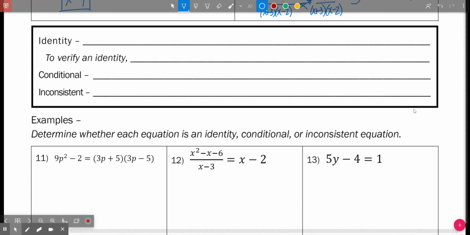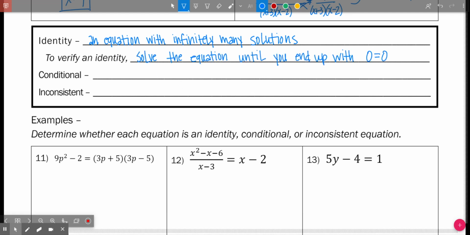When classifying equations, there are 3 different types of equations that you're going to encounter. An identity equation is an equation with infinitely many solutions. To verify an identity, you solve the equation until you end up with 0 equals 0. A conditional equation is an equation with exactly one solution. An inconsistent equation is an equation with no real solution.